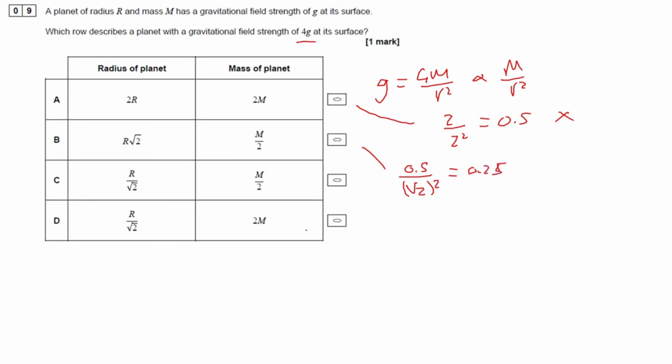You could try it with the other one, but the final one that will actually give you 4g is this one, because we have 2 times the mass divided by 1 over √2, squared. And if you did this in your calculator, you get a factor of 4, which is what we want, 4g. So it's going to be D.